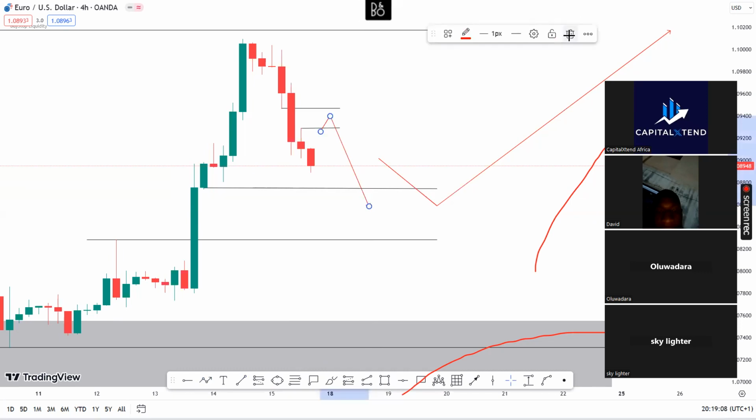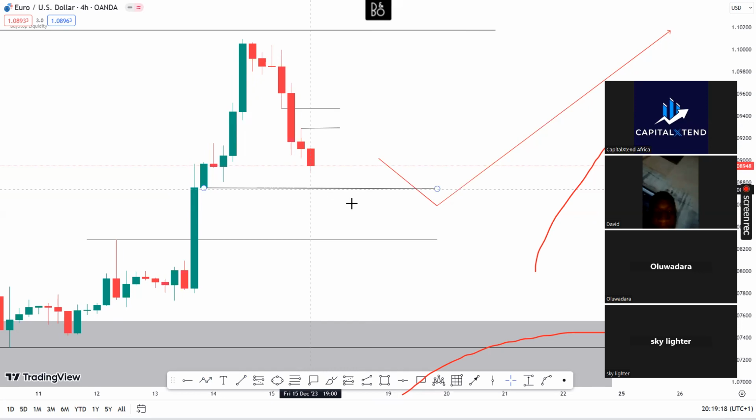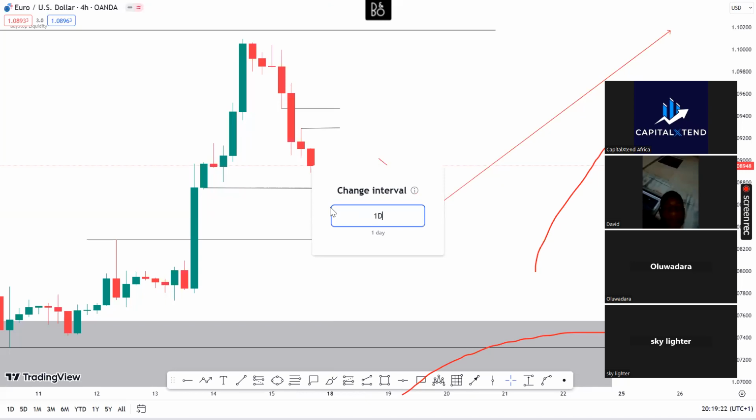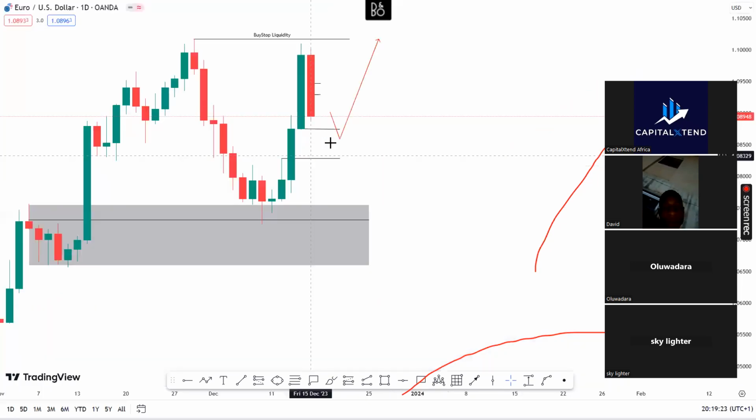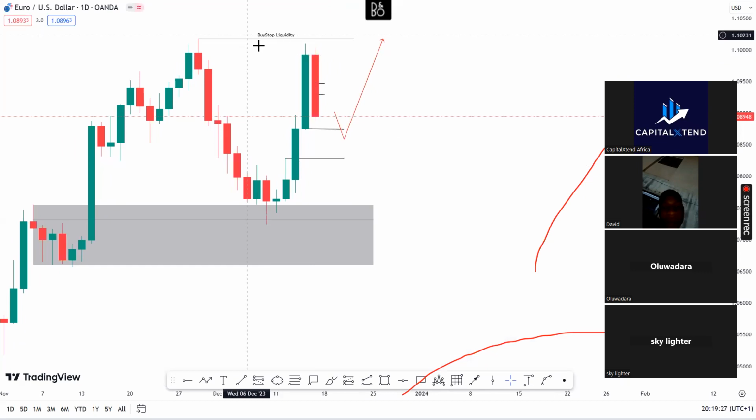I'll just have to stay on the sideline tomorrow or next to see how price is going to react to this place. And I'm not expecting to take that trade. I'll just wait for price to come into my daily gap, to play this daily gap before I take action for this buy stop liquidity.